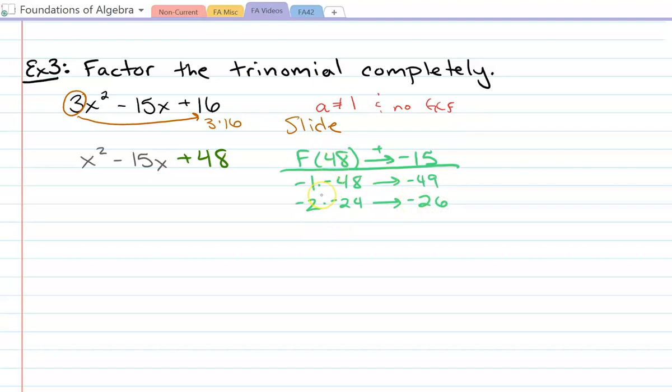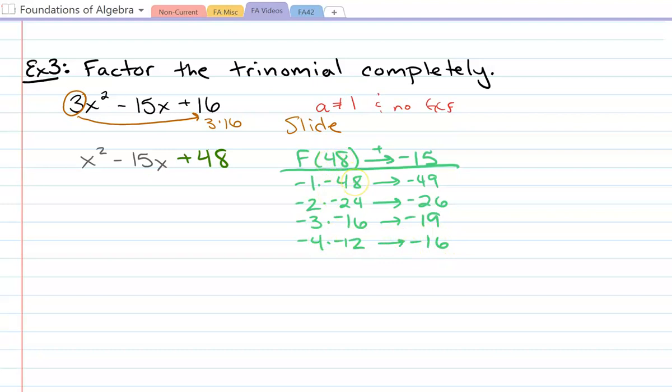Does 3 go into 48? Yeah, that's negative 3 times negative 16. Well, that's a bit better. That's negative 19. At least we're in the teens this time. So what about negative 4 times negative 12? That's negative 16. Much better. So close.